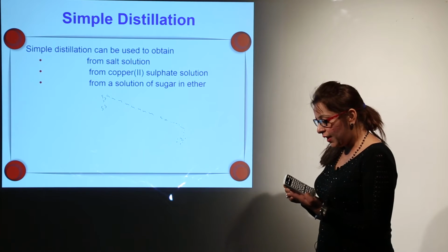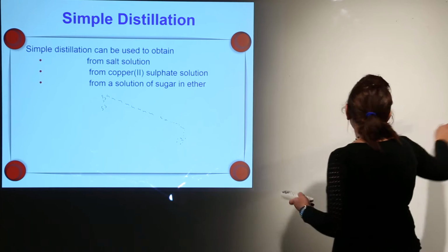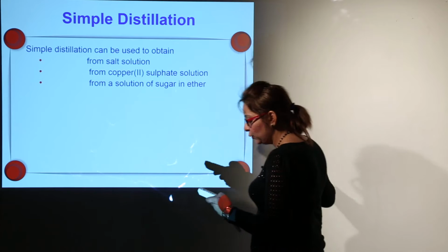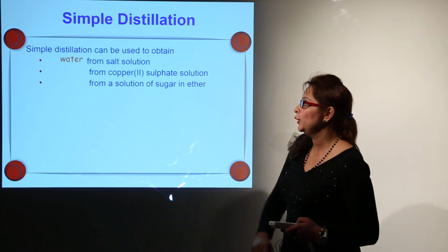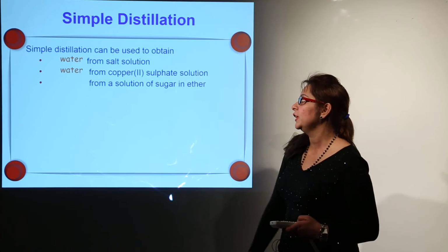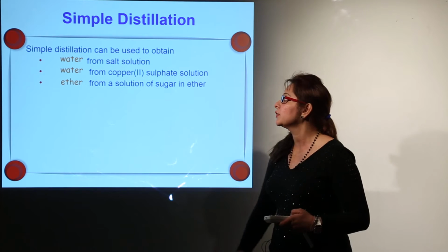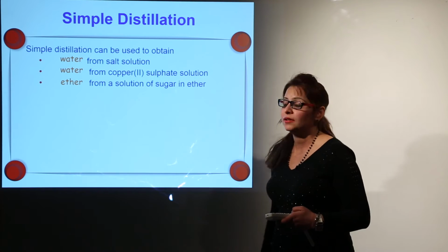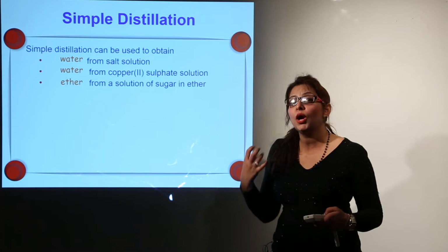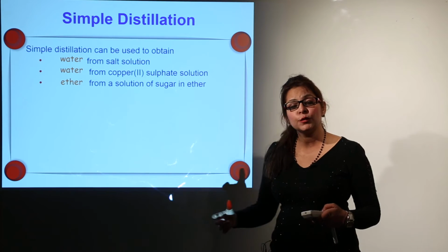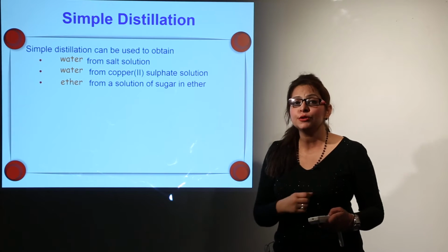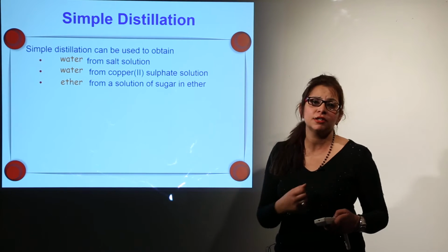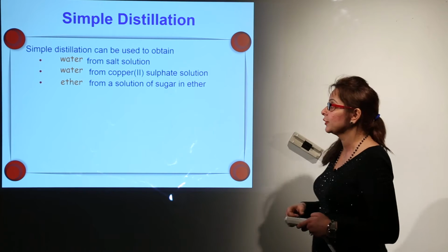Simple distillation can be used to obtain water from a salt solution, water from a copper sulfate solution, and ether from a solution of sugar in ether. In this way, we are separating the solvent from the solution. In the earlier examples we were separating the solute from the solvent, but here we are separating the solvent from the solution, leaving behind the solute.